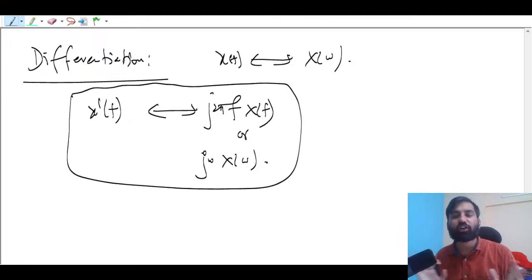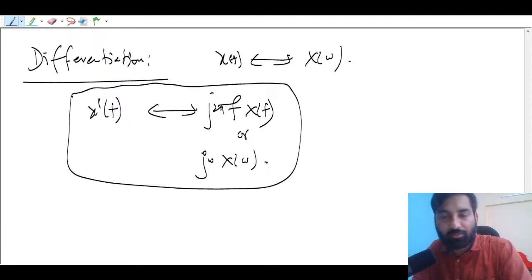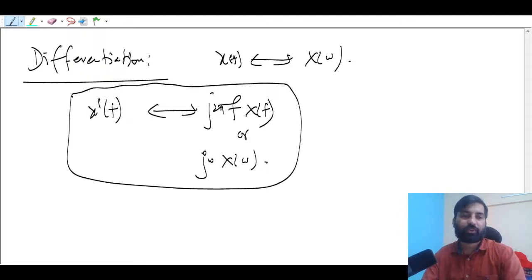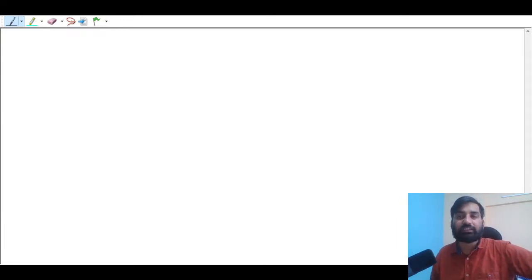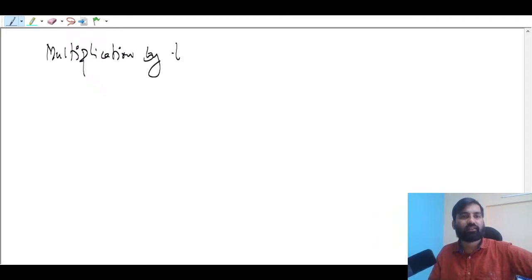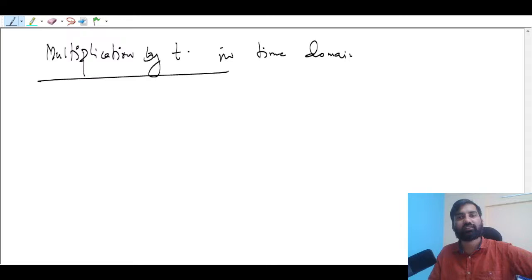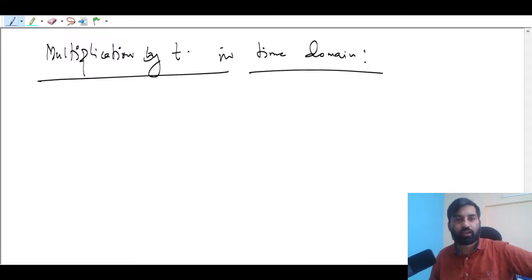I'll talk about this separately. We'll prove all these properties, but please do remember this. So if you are going to multiply by t in the time domain signal, multiplication by t in the time domain, what does this lead to?